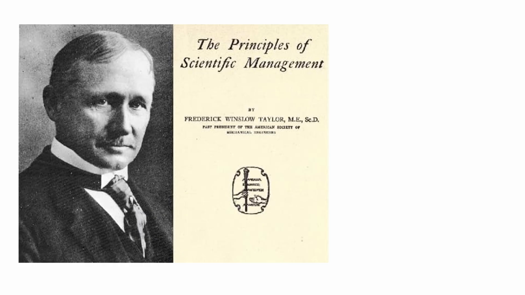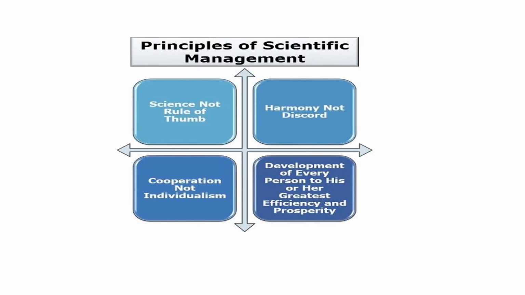Also remember the principles of scientific management given by Frederick Taylor. Scientific management is concerned with knowing exactly what you want men to do and then seeing that they do it in the best and cheapest way. Now please remember the principles of scientific management. There are a total of 4 principles.